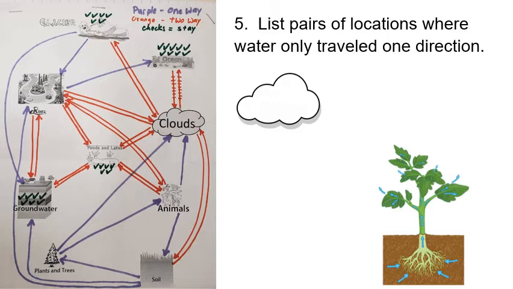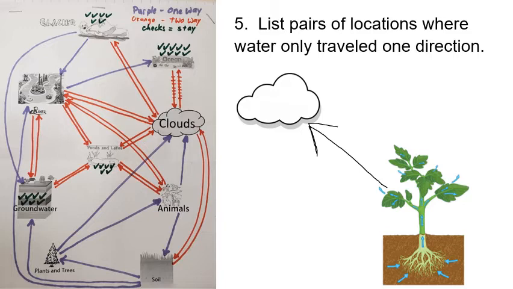Now, let's talk about some of these pathways, some of these places that are connected, but sometimes it's only one direction and not a two-way street. And here's one of the locations where water can only go one direction. Water from a plant can go to a cloud. The plants transpire, they throw water up into the air, and sure enough, that water can go up into the sky and help form clouds.